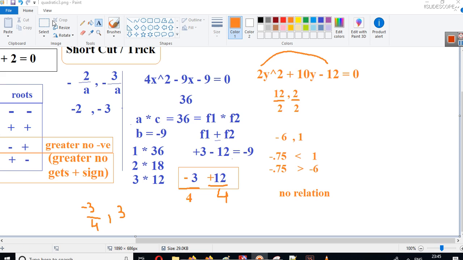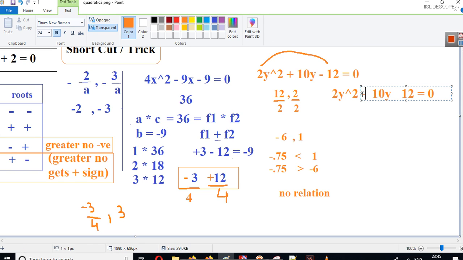Now let's take one more example. We will try to calculate its roots. So in this case let's just change the signs. So instead of plus minus it will become minus and plus.